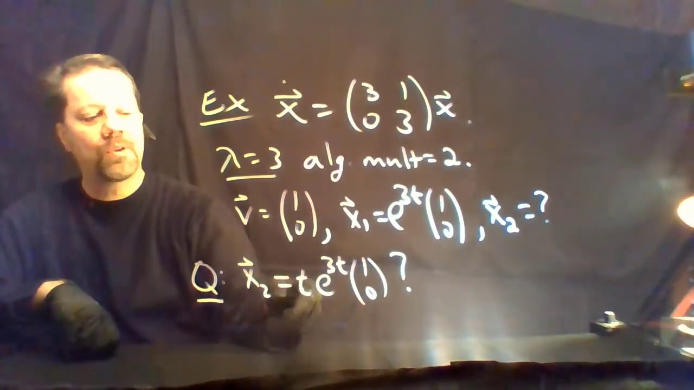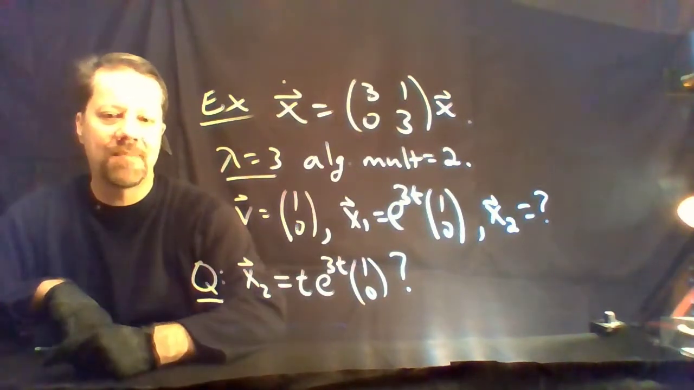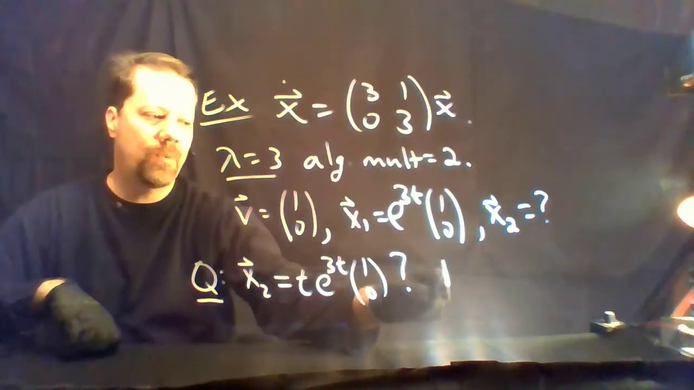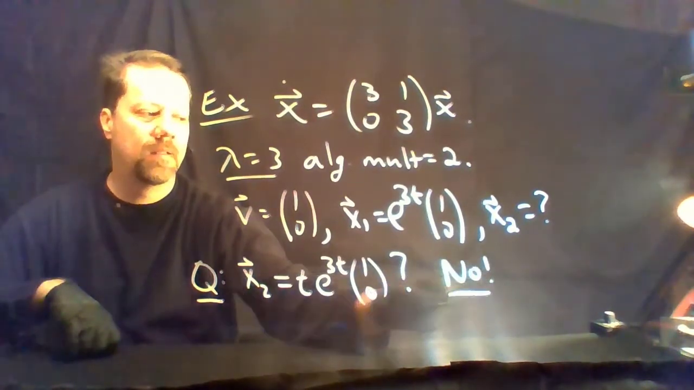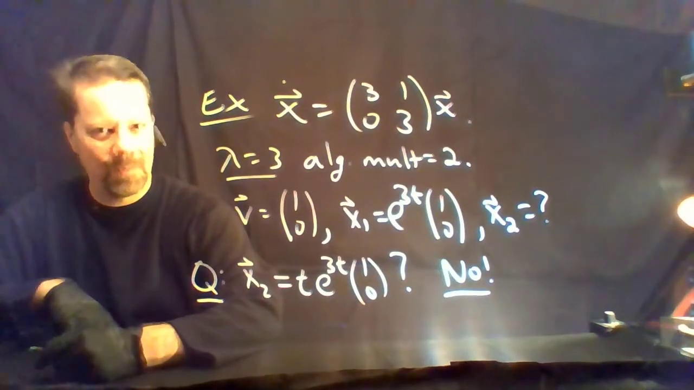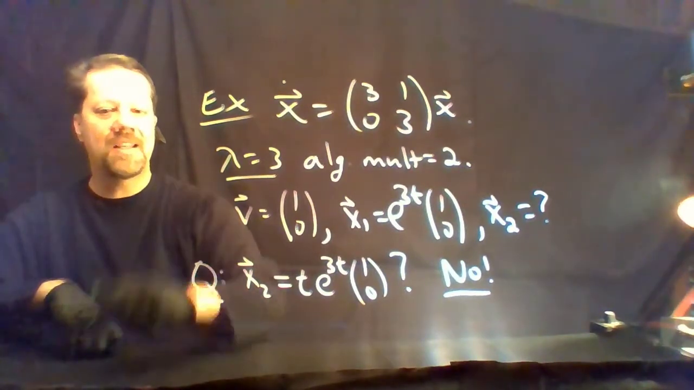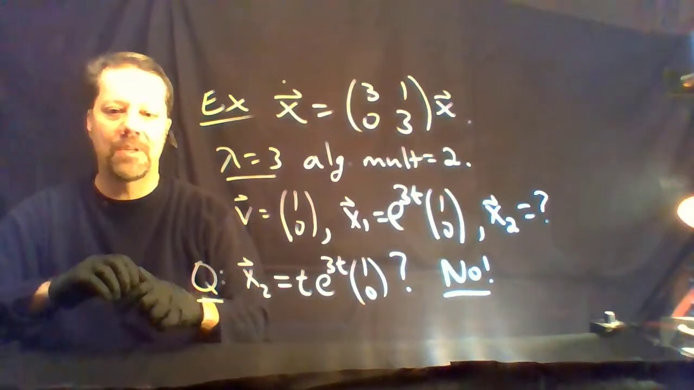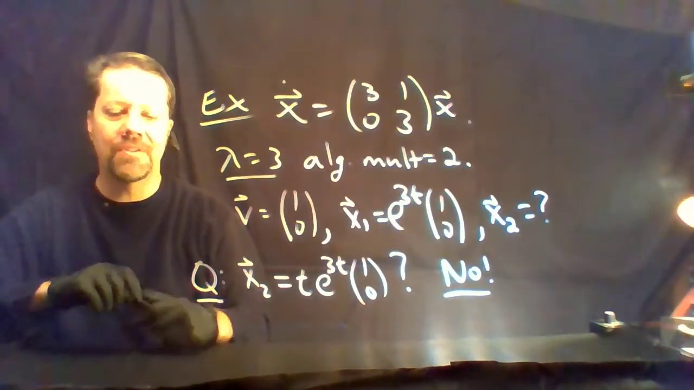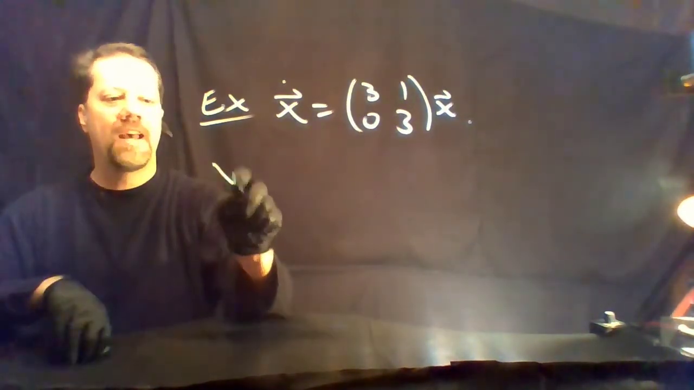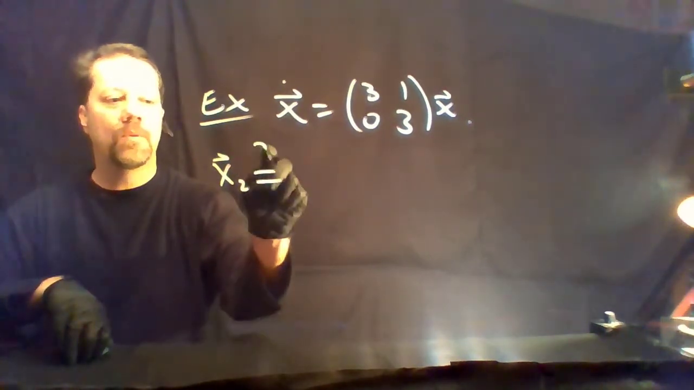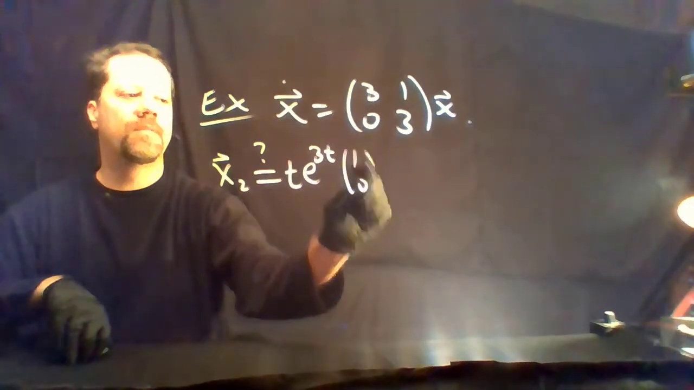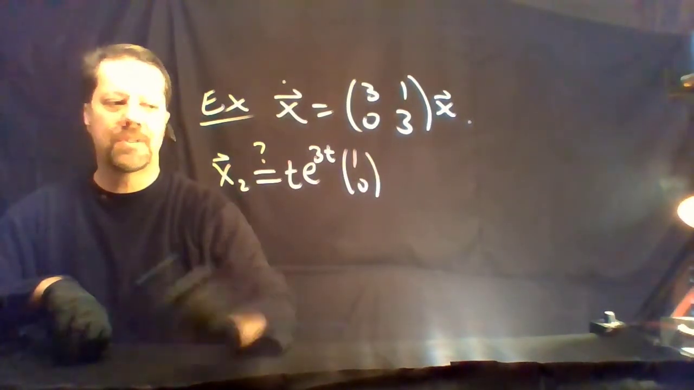Does multiplying by t generate something linearly independent? Well, the answer is no, but almost. To see that this doesn't work, you need to see for yourself that when you plug this into the differential equation, you don't get a true statement. We have x2 equals, maybe, t e to the 3t times (1, 0). Does this give you a solution?